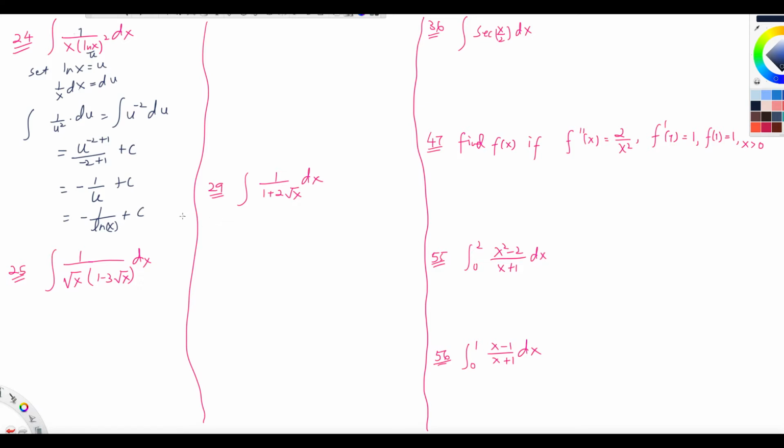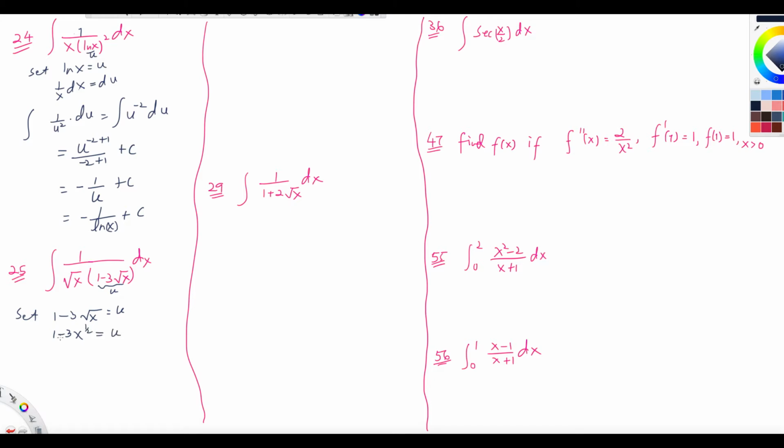Okay guys, so let us do question number 25 from the book. Here again, there is no function in the denominator whose derivative is in the numerator, so you can't use that natural log format directly. So what I'm going to do here is assume that this is u. Set 1 minus 3 root x equal to u. Root x is x to the 1/2, right? So you can write this as 3x to the 1/2.